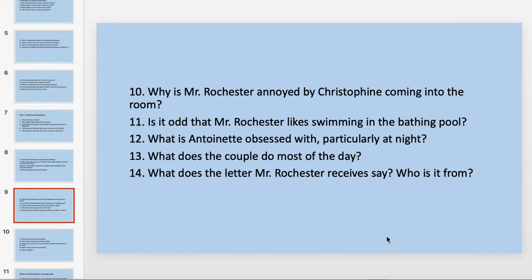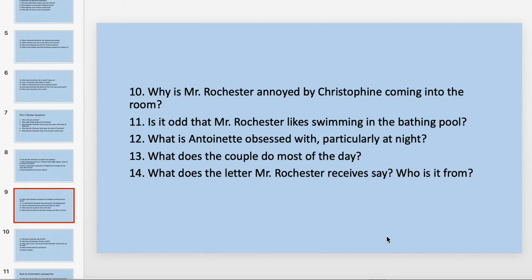And that leads us to 13. What does the couple do most of the day? The couple is knowing each other in a biblical sense, but they're not getting to know each other really as people. So we have a very physical relationship that starts forming. We don't have the couple really talking to each other that much about their past or their future. And so we're seeing this dissonance that's starting to form. It's going to be an issue for them later on.